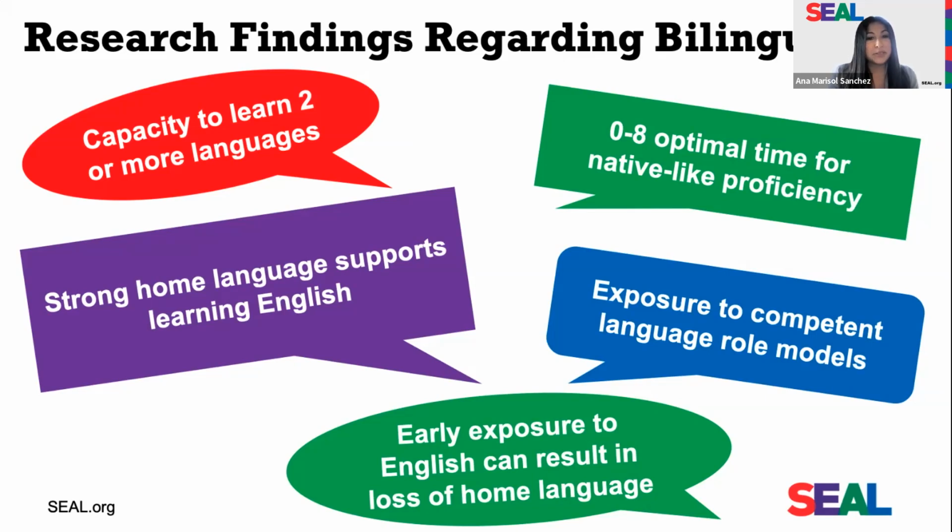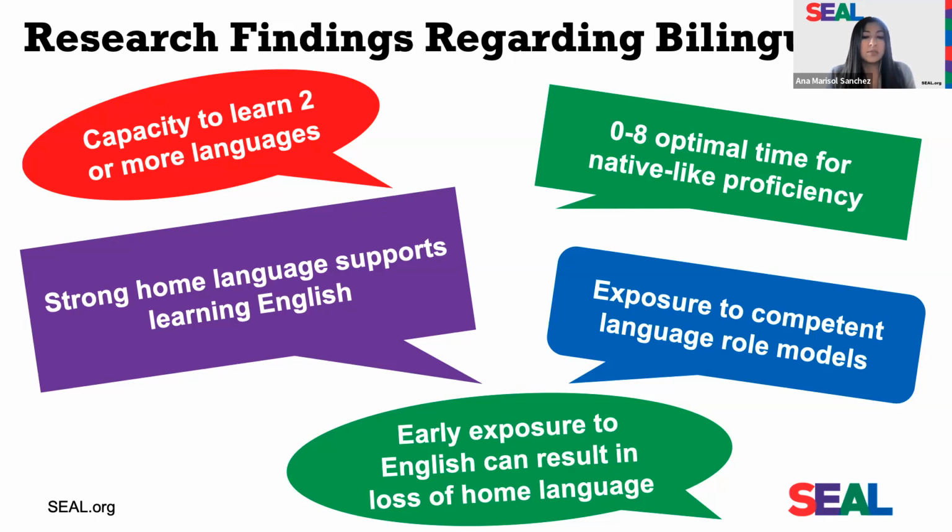Although languages can be learned at any age, it is during the ages of 0 to 8 that children can develop near native-like proficiency in multiple languages. The research also shows that having a strong home language supports children in learning English. I want to emphasize this one. Having a strong home language supports children in learning English and learning other languages. And the opposite is true as well. When children don't have a strong foundation in their home language, they have a much harder time acquiring a second language. And this has huge implications for us as teachers, especially if we're only teaching in English instructed classrooms.